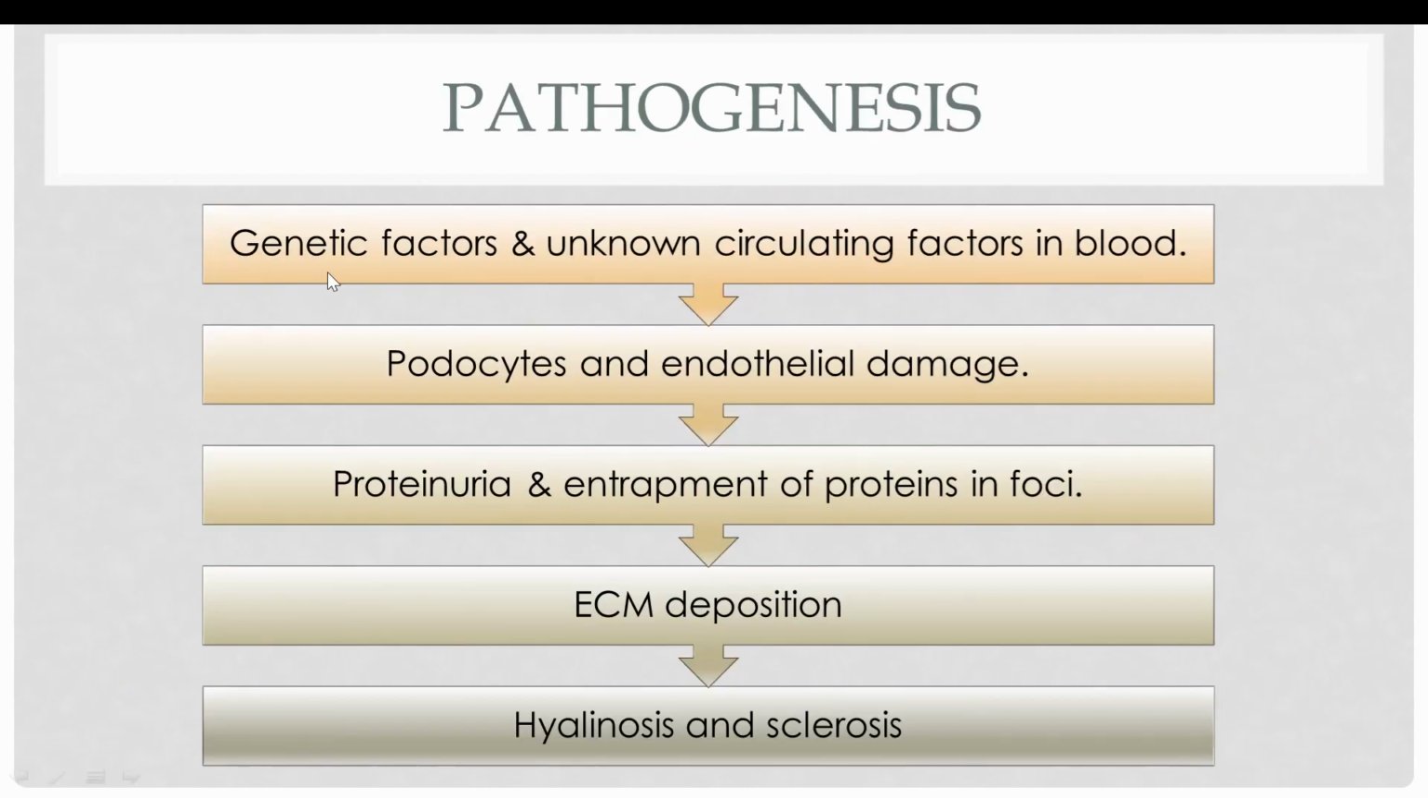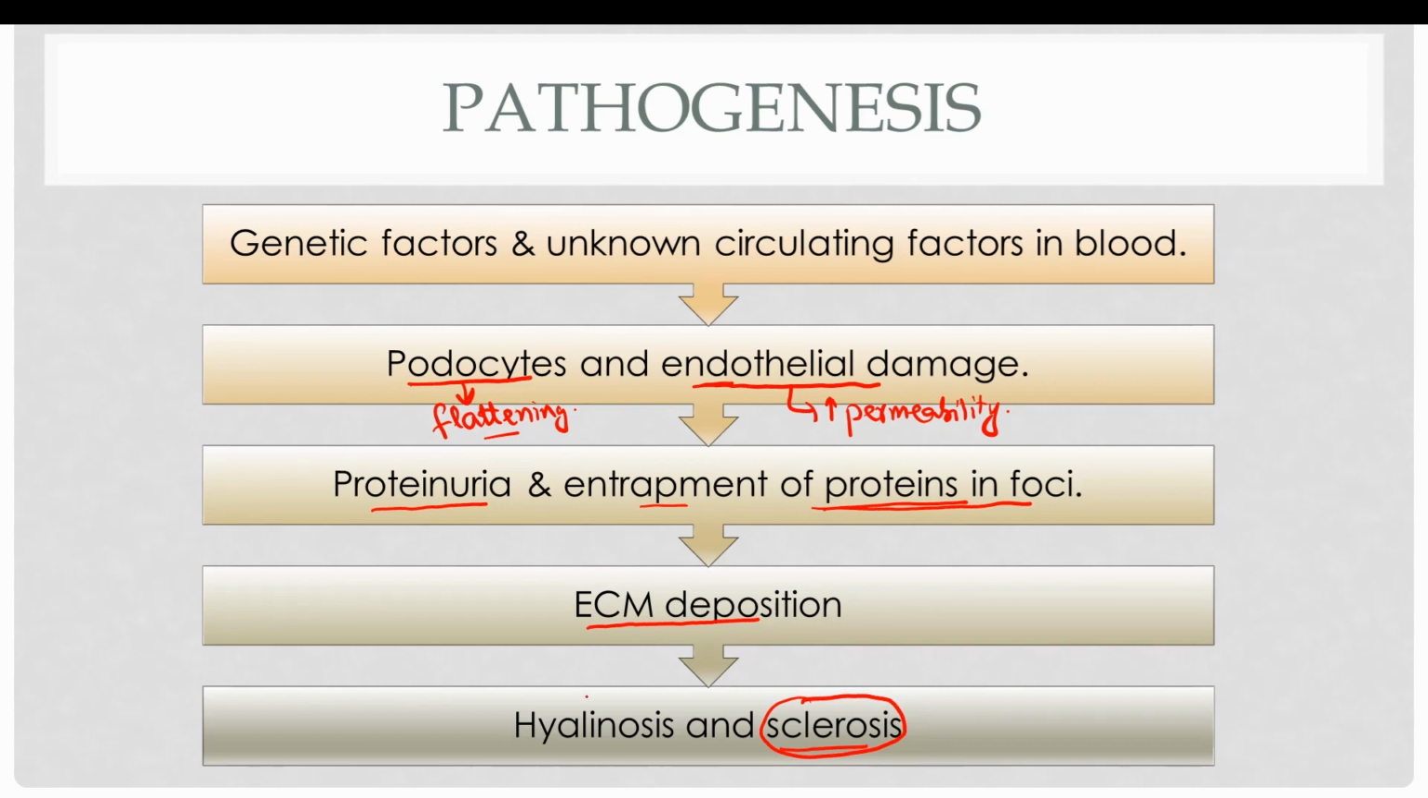So coming on towards pathogenesis, there are certain genetic factors and some unknown circulating factors in the blood which damage the foot processes of the podocytes, resulting in flattening of the podocytes, and they also damage the endothelium of glomeruli, resulting in increased permeability. So endothelial damage and podocyte flattening result in increased filtration of protein into the urine, causing proteinuria. And some proteins also get entrapped within the glomerular foci, which results in increased extracellular matrix deposition, causing sclerosis of the glomeruli.